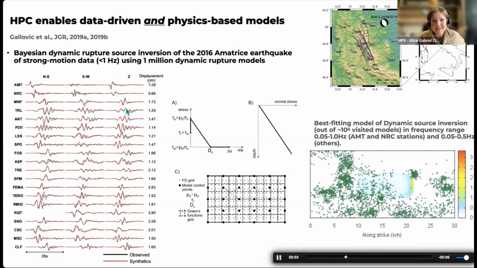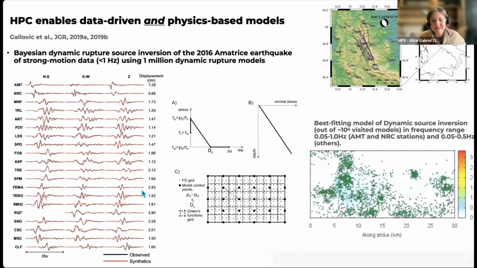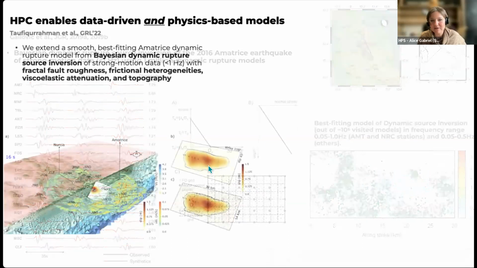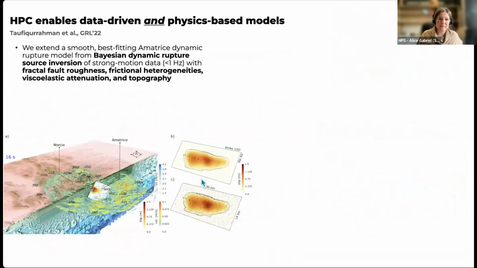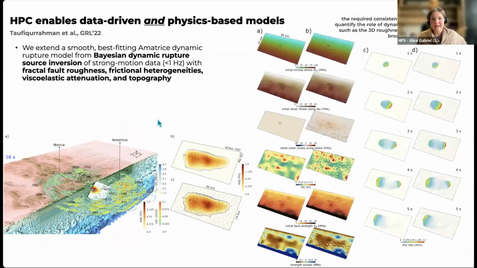reached quite some interesting results, a very nice fit with waveforms, and we learned a lot about the variability of these friction parameters along the fault, but also required 1 million forward models, on the order of 1 million dynamic rupture simulations to get to a best fitting model. Now, if we want to extend that, we can include more physics that we know is important. For example, we add fault roughness, topography, viscoelastic attenuation, and we can then get towards more realistic modeling of the broadband seismic wave field content.